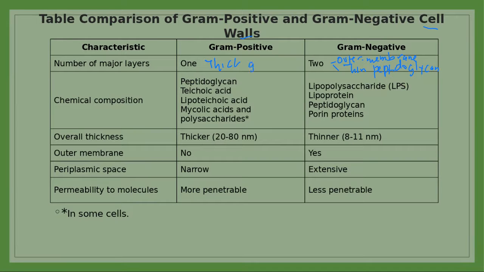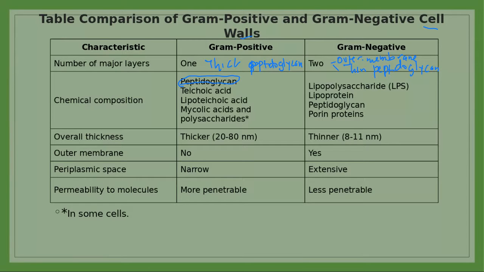Okay, so this one is thick, oh sorry, peptidoglycan. Again, the chemical composition of the cell wall: the main molecule is called peptidoglycan, and there are some other molecules also present on the cell wall.